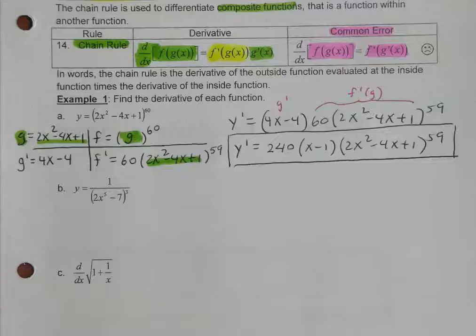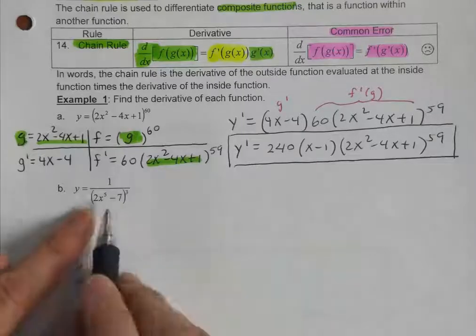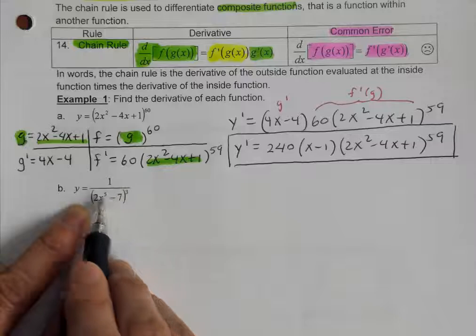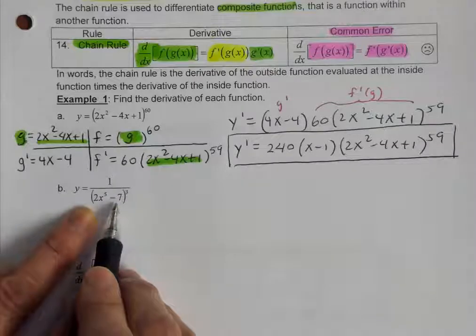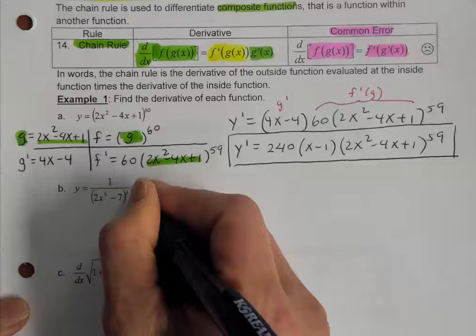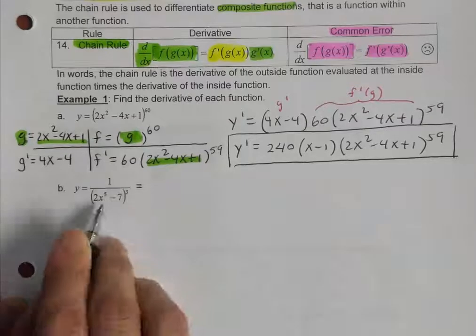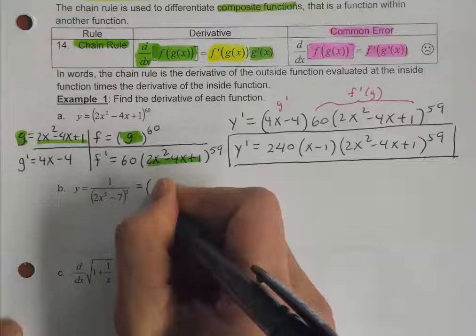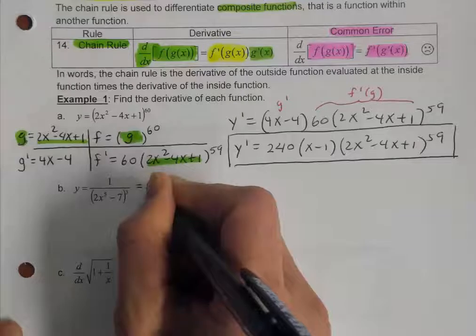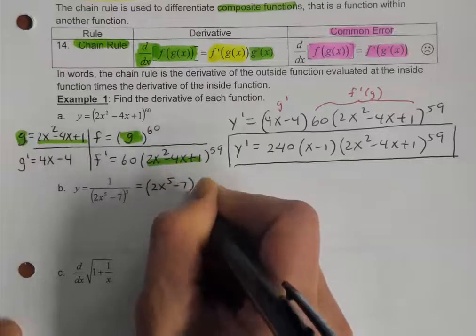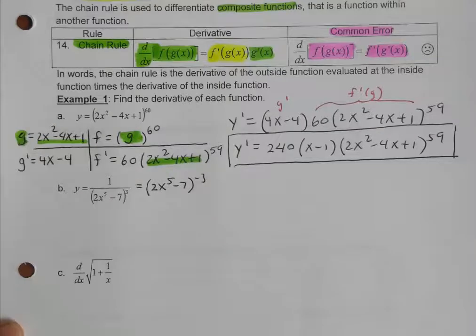All right then. For the next one, we want to rewrite it initially because if you leave it as 1 over this, you would have to use what rule? Quotient, right. So quotient, you should just try to avoid that if possible. So how can I rewrite it so it's something raised to some power? That's right. So 2x to the 5th minus 7 raised to the negative 3rd. So that's kind of the friendly form of it.